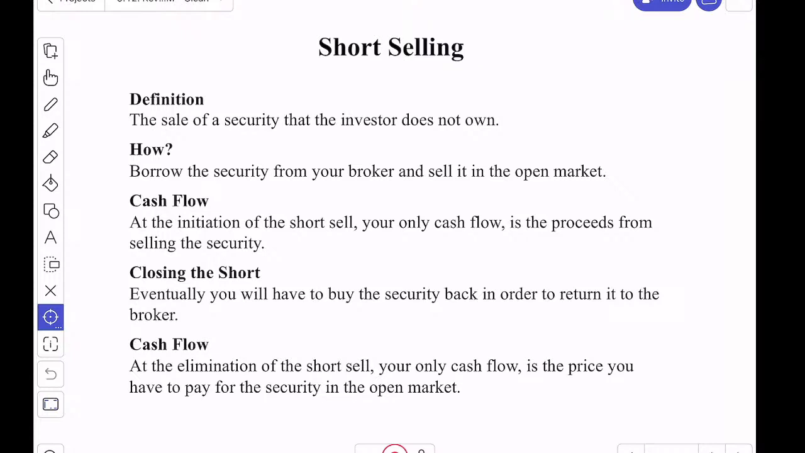So there's a risk here, right? That he has to have the funds to be able to buy back that stock at the prevailing prices in the future. So that creates uncertainty. At the initiation of the short sell, your only cash flow is the proceeds from selling the security. To close the short, eventually you will have to buy the security back in order to return it to the broker. At the elimination of the short sell, your only cash flow is the price you have to pay for the security in the open market. So how does this pan out?